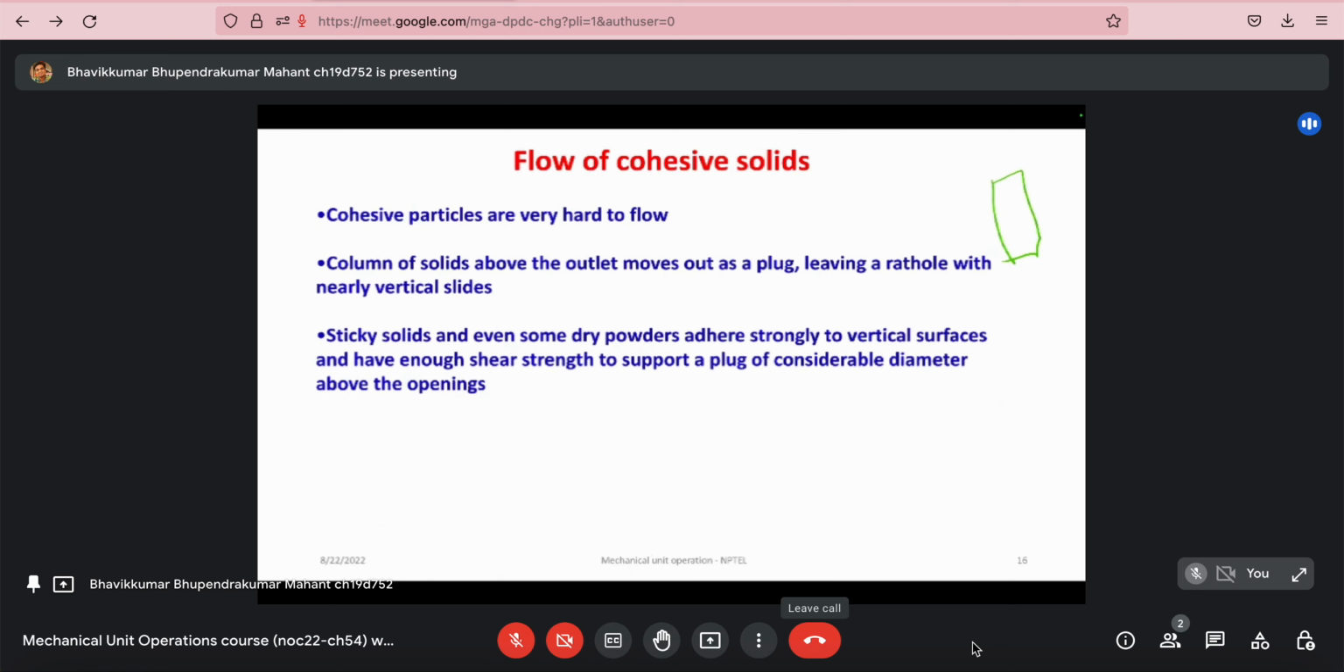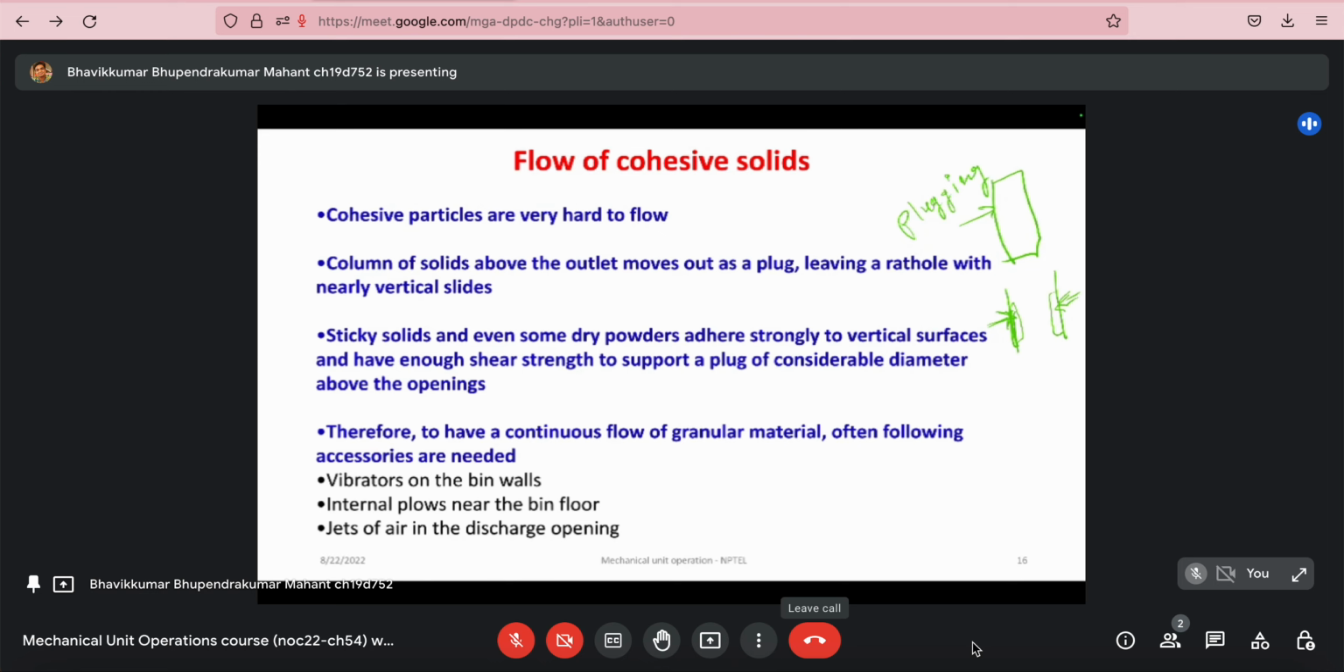Sticky solids and even some dry powders adhere strongly to vertical surfaces and have enough shear strength to support a plug of considerable diameter above the opening. If some materials are sticky and some dry powders also have a tendency to adhere, or you can say stick in common language, with vertical surfaces, then it will generate shear stress, and then shear stress will support plugging of the material for the plug of considerable diameter above the opening.